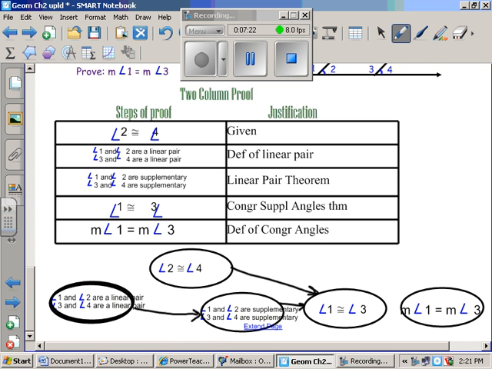And then the fact that angle 1 is congruent to angle 3, will that lead me directly to the measure of angle 1 equals the measure of angle 3? Should I put an arrow between those? Okay.